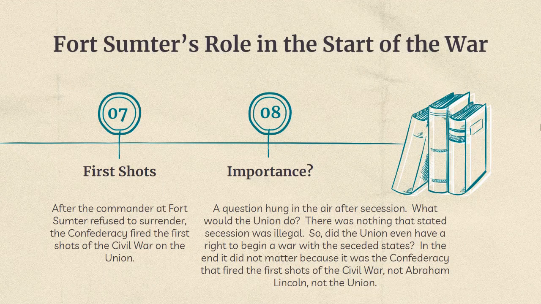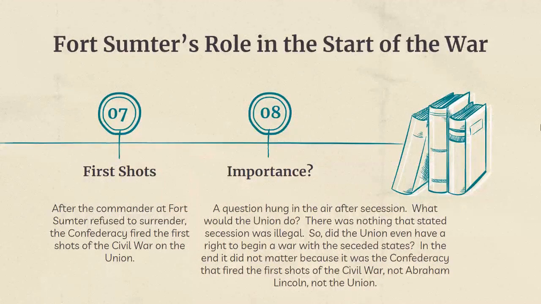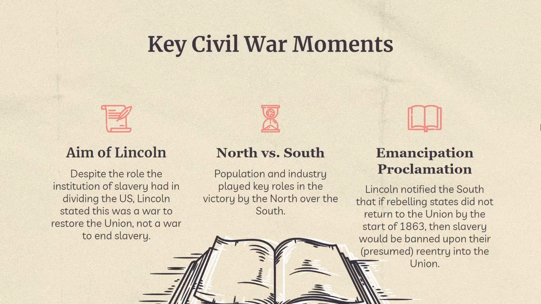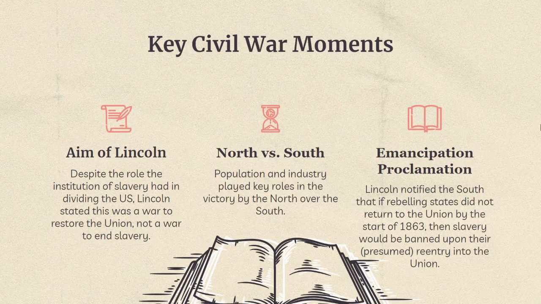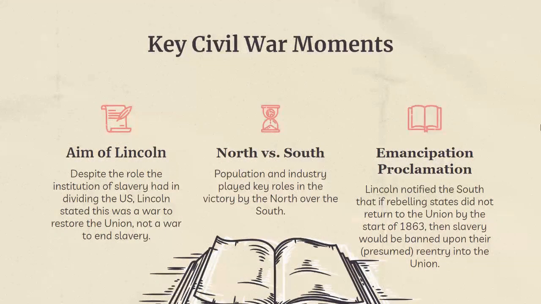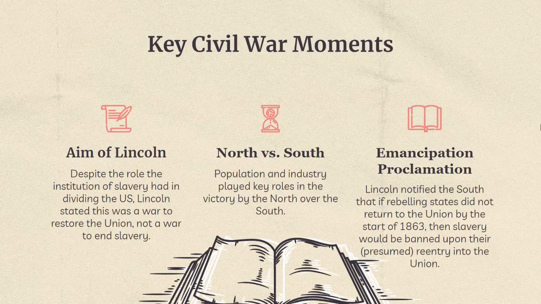So did the Union even have a right to begin a war with the seceded states? In the end, that didn't matter, because the Union did not start the war with the Confederacy. Rather, the Confederacy started the war with the Union. All right, the Civil War and some of the key moments. There are a lot, and there are some left out, but these are some that certainly pertain to what we look at while we look at the Reconstruction, which is where we move to after this part of the unit.